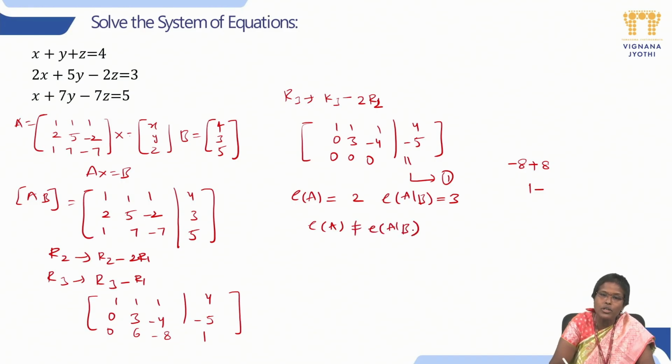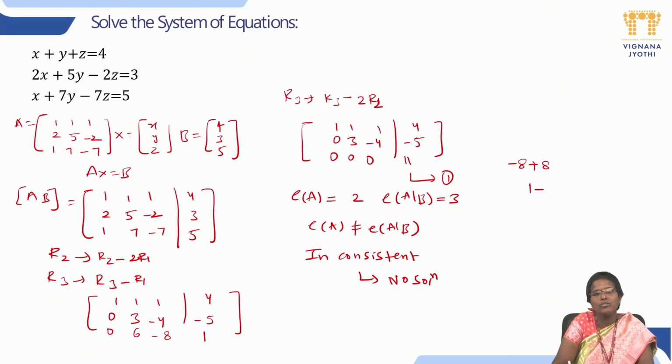Whenever the rank of A is not equal to rank of augmented matrix, what are we going to say? The system is inconsistent. What is the meaning of inconsistent? It has no solution. Okay. So we have solved the system of equations, the non-homogeneous one, and we have reduced the given augmented matrix to echelon form, and we got the rank. And what we observe is that rank of the matrix is not equal to rank of the augmented matrix, then we say that it is inconsistent. So whenever the system is inconsistent, the system is said to have no solution. So we don't get any x, y, z values so that the system of equations is satisfied.